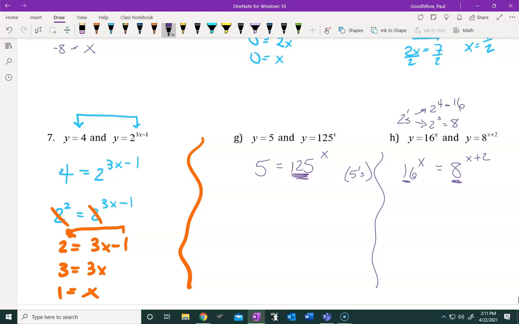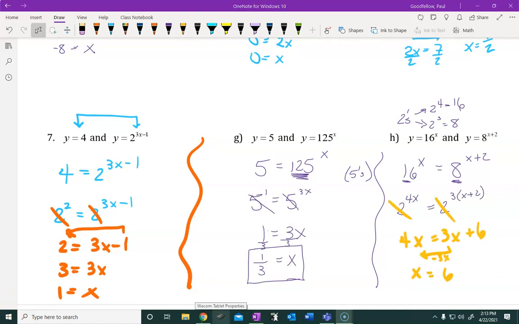And if you get them right, pat yourself on the back. You got the idea well under control and you're ready to tackle exponentials. Get those bases to match and cancel them off. And voila, there's your 2 answers. Make sure that you're checking them. X should have turned out to be 1/3 in 7G, and it should have turned out to be 6 in 7H. Watch your math, make sure you're doing things correct, and get those bases to match.